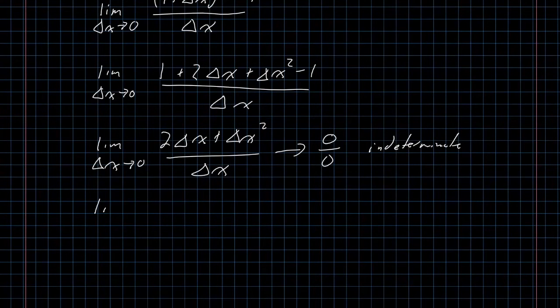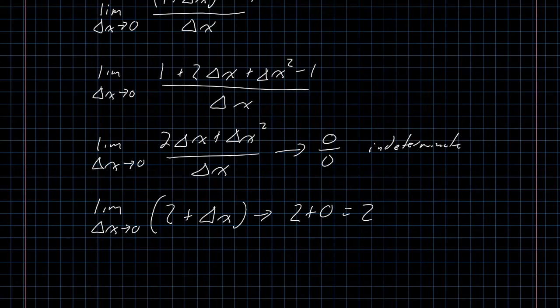So this is equal to the limit as delta x goes to 0 of 2 delta x divided by delta x, which is just 2. Delta x squared divided by delta x is just delta x. And then this goes to 2 plus 0, which is 2. So our slope m, or our dy dx, for this particular curve is just 2.